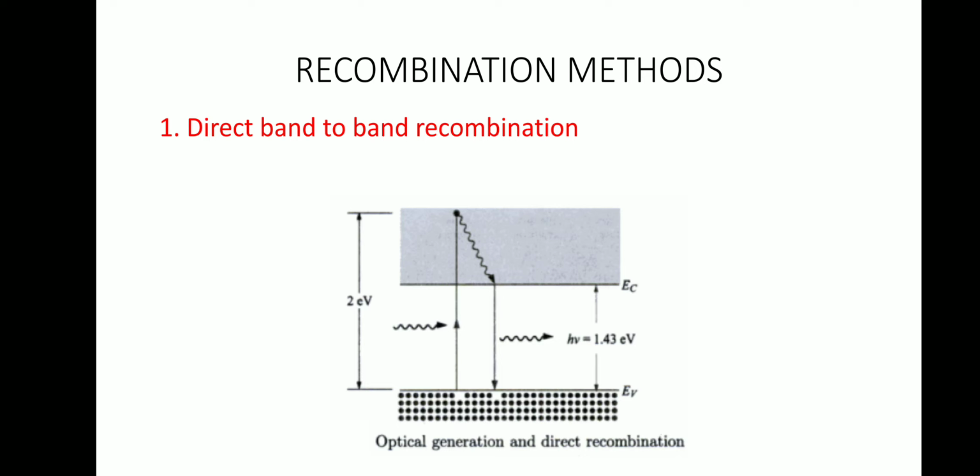After some time, after releasing this energy through so many scatterings, the electrons will come back to the valence band, and they will recombine with the holes and neutralize. So that is called photo recombination. So next we need to see what the different recombination methods are. In the next video we can see different recombination methods.